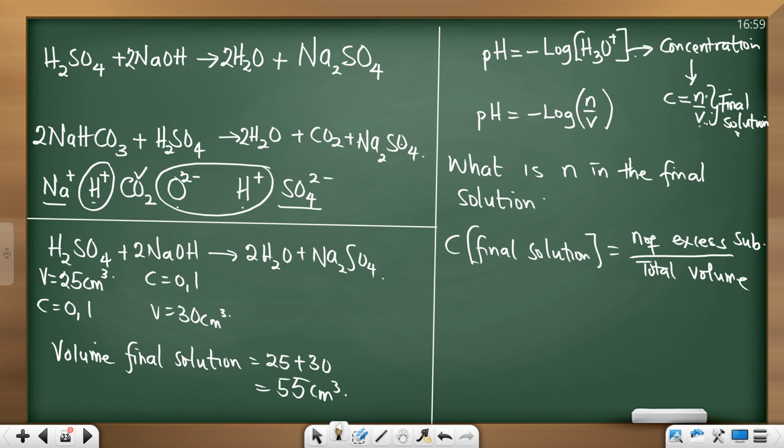So whenever we have this issue of final solution, check which one is in excess. That is what determines the pH of the solution. So we add acid and base. What naturally happens? Neutralization. We check for the limiting reagent. The limiting one is finished. Whatever is in excess determines the nature of the final solution. And what do we do with the volume? We add. So we get the number of moles in the final solution, and we get the concentration.